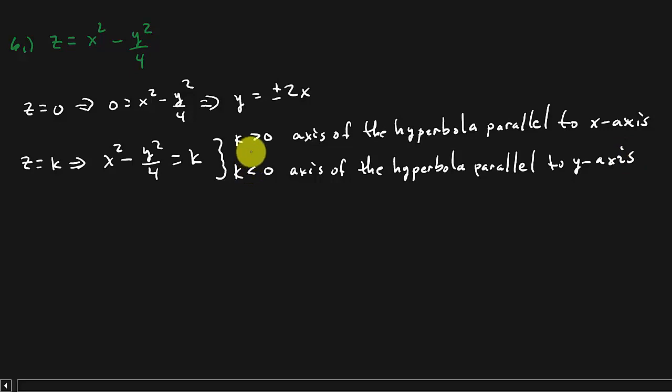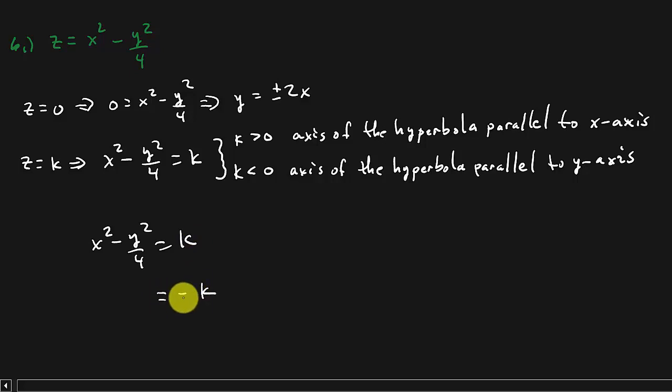So if k is positive, this is what we would have right here. But if k is negative, so let's suppose k is a negative number, so we've got x squared minus y squared over 4 equals k, and k is less than 0. We want to make k positive, right? So how would we make k positive? We would multiply by negative 1.